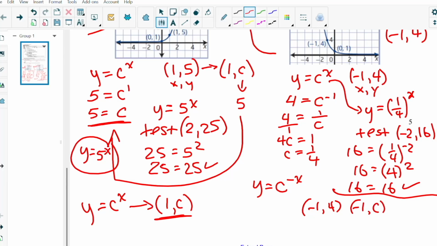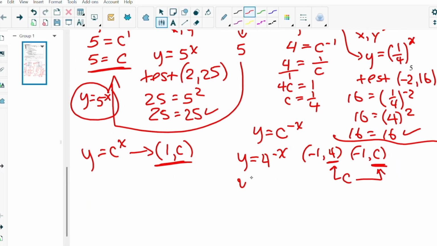So let's plug in 4 as our c value, right? We can say right away that the 4 is c because it follows this format. So y equals 4 to the negative x. Well, is that the same thing as what we had before? Let's check. Okay, 1 over 4 to the x.